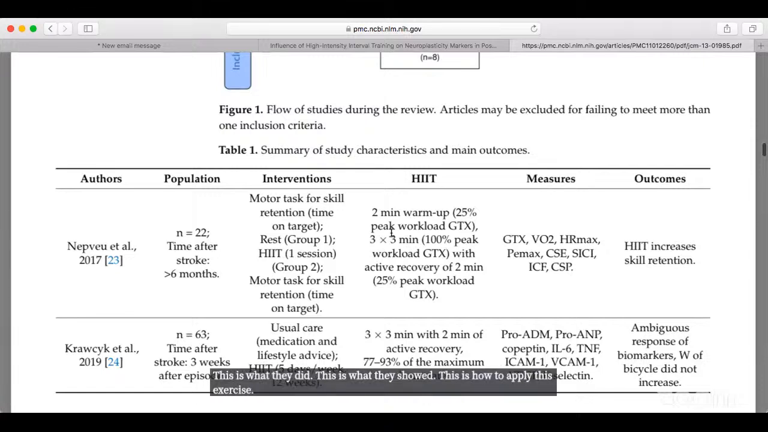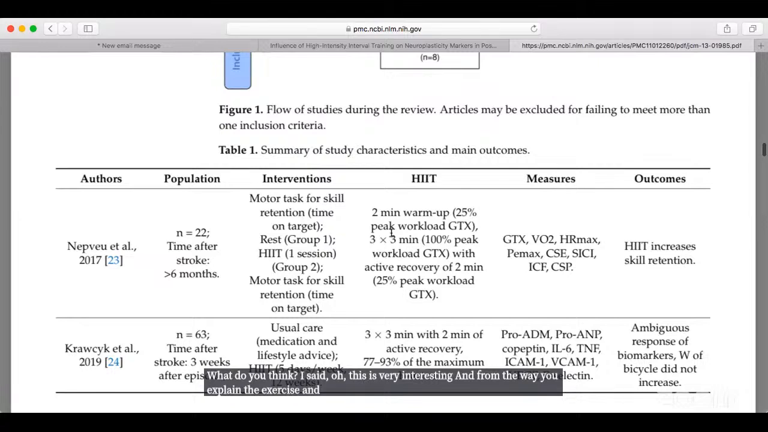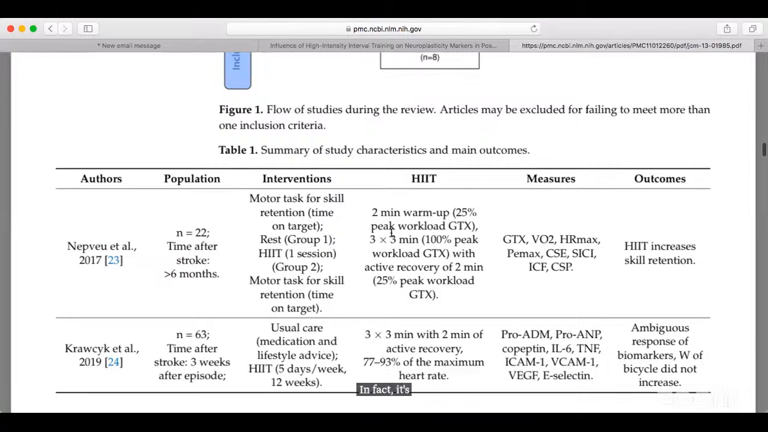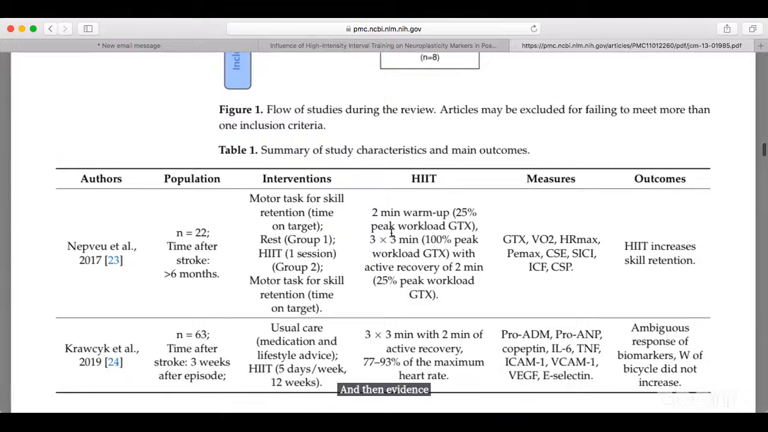What do you think? They said, oh, this is very interesting. And from the way you explained the exercise and the video you showed to me, it is something that I can do. In fact, it's not just about the neuroplasticity. My ability to now go out and move my body is going to... the patient has accepted it. And then evidence-based practice is complete.